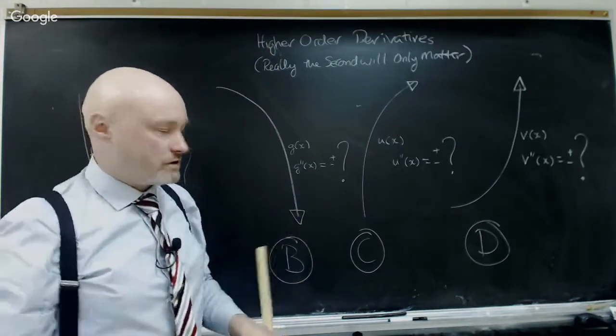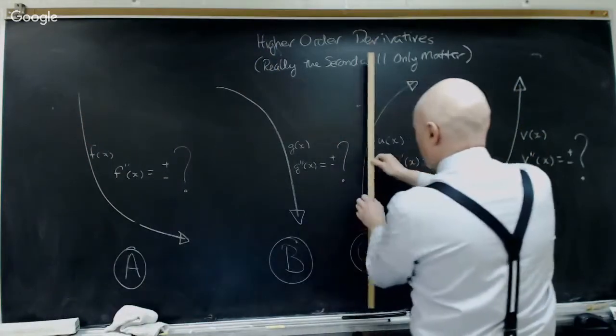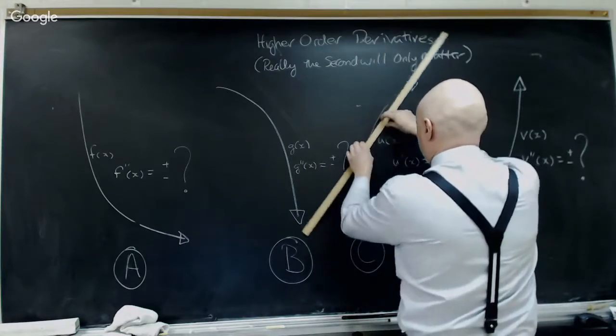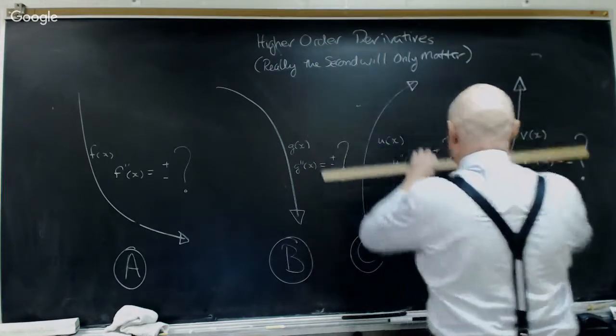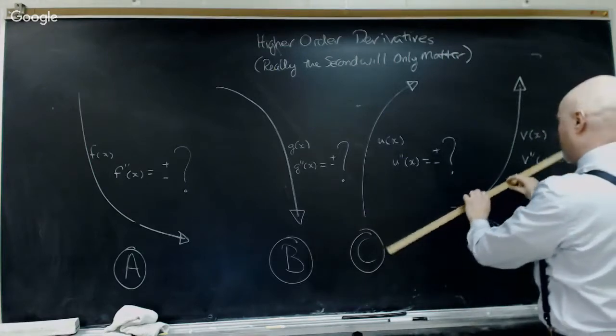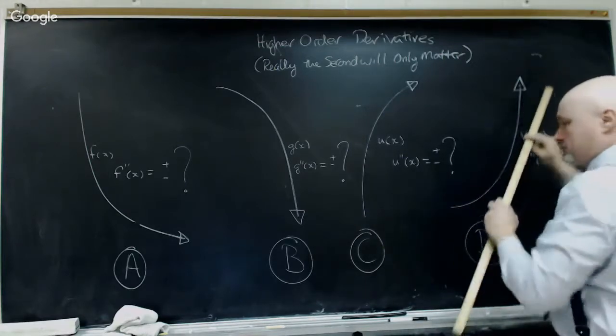All right, same thing with C. Left to right, look at this. Is the slope increasing or decreasing? And D, is the slope increasing or decreasing?